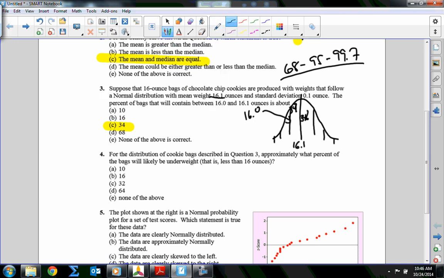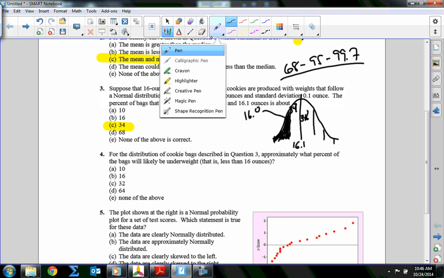We're going to continue for number 4. For the distribution of cookie bags described in question 3, approximately what percent of the bags will likely be underweight? That is less than 16 ounces. So here's 16, so we're looking for the area in this part of it. So I have a couple of choices. I'm going to choose the easiest option.